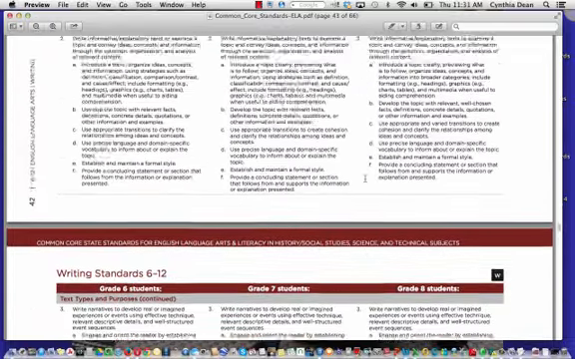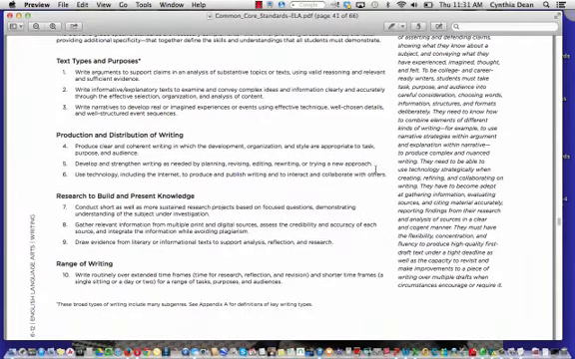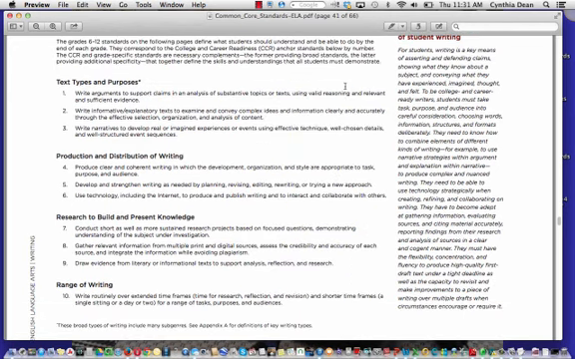Because I want you to notice that the anchor standards are the same. All right? So the anchor standards are the same for writing, whether it's for ELA or for literacy, or for the content areas. So it's important for us to be able to look at these carefully. Okay? All right. Okay, so I'm going to leave that for a second.